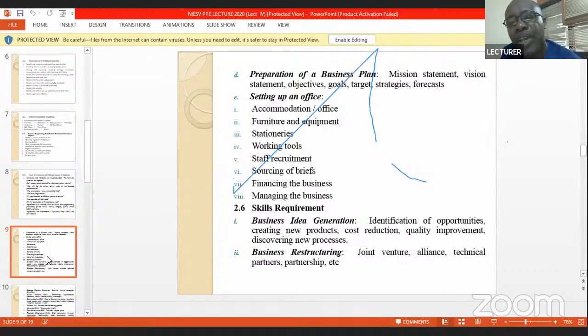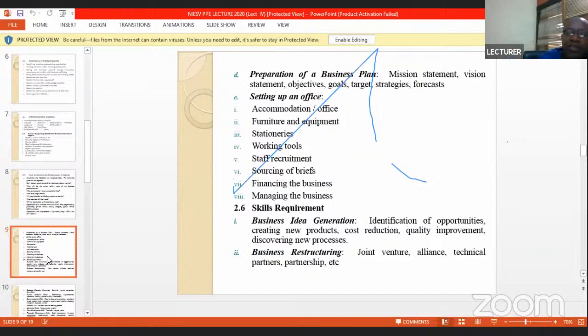Once you have paid the rent, another responsibility comes in: furniture and equipment. Equipping the office. Some people believe that the office should have a corporate outlook. The type of furniture you put, the type of equipment you put will determine whether your office is a corporate office or not.